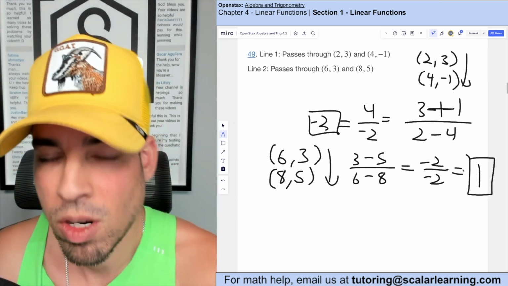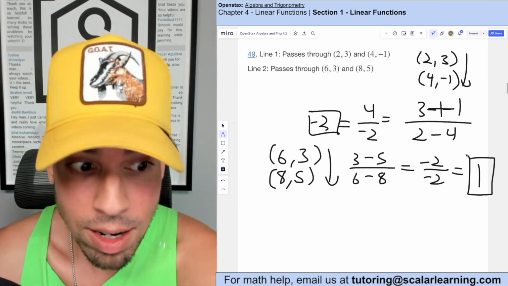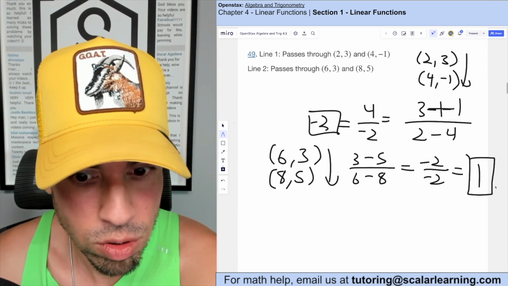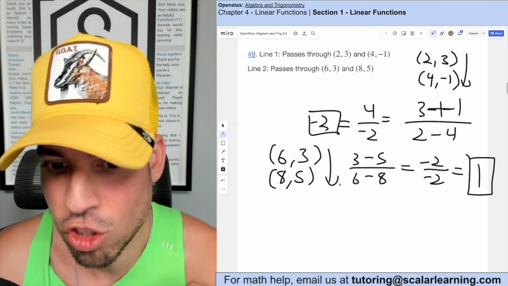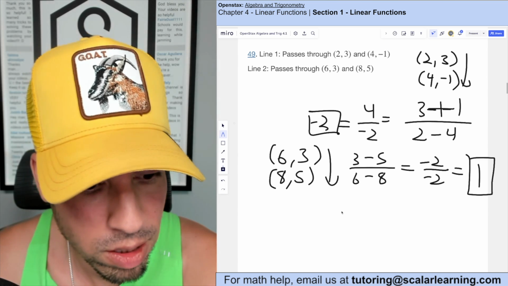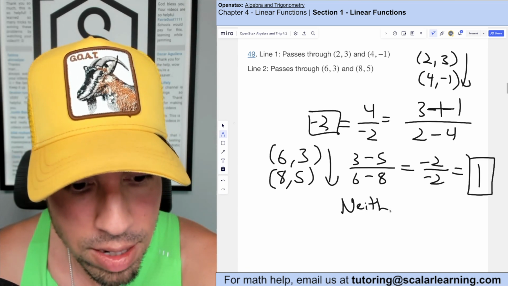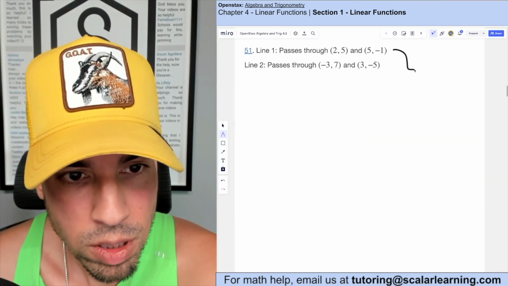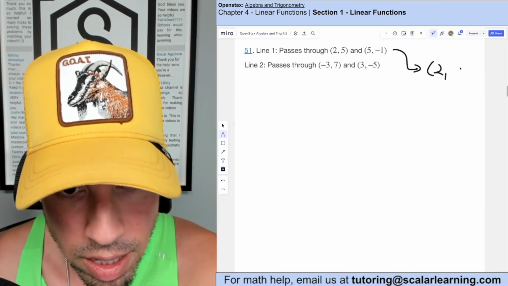When the slopes are different, but they're not opposite reciprocals, which they're not here, right? This is a slope of negative 2. This is a slope of 1. So not opposite reciprocals, just straight up different. These lines are neither parallel nor perpendicular. So we say neither. They just intersect. Boom, done.